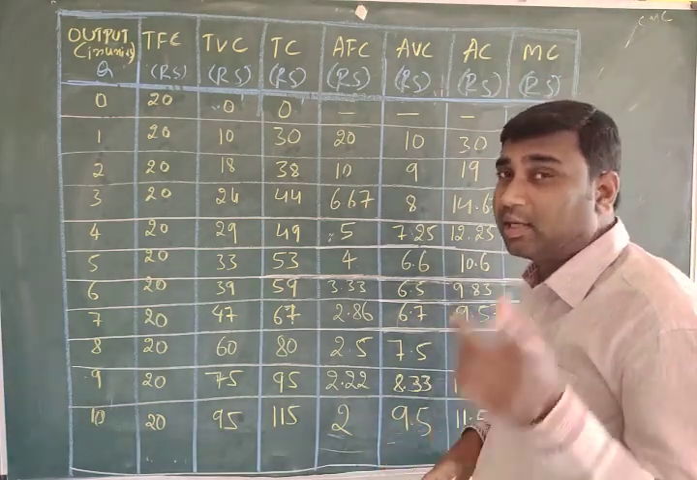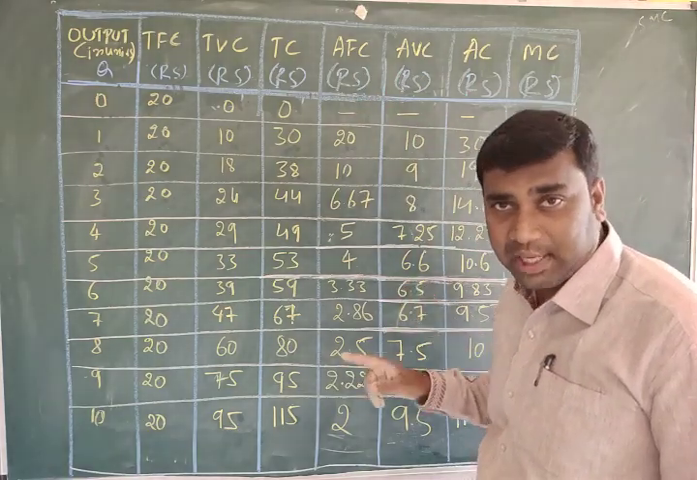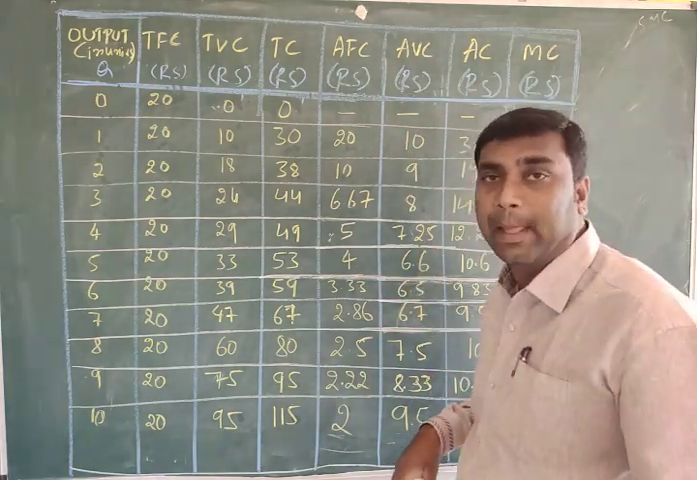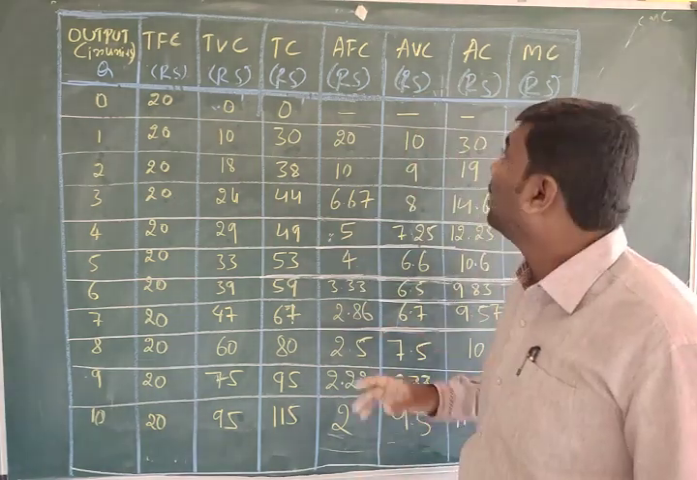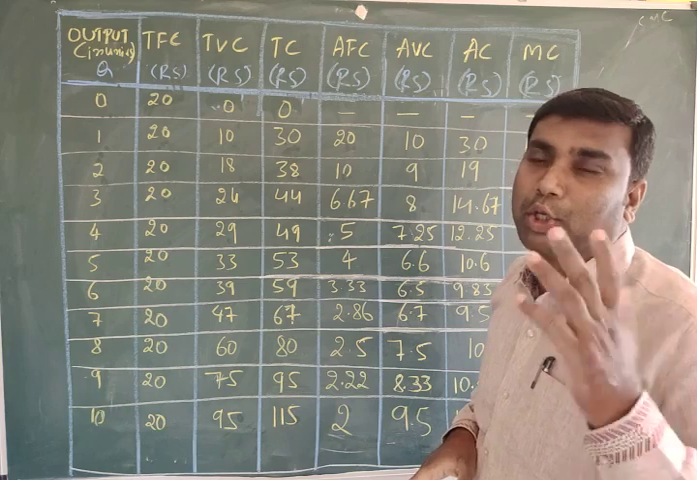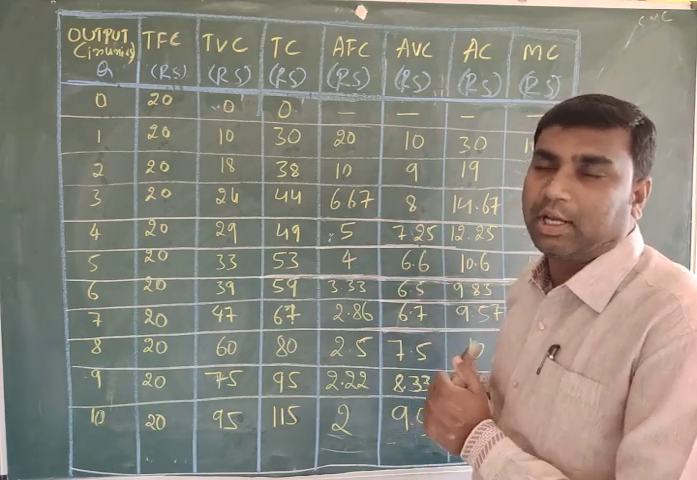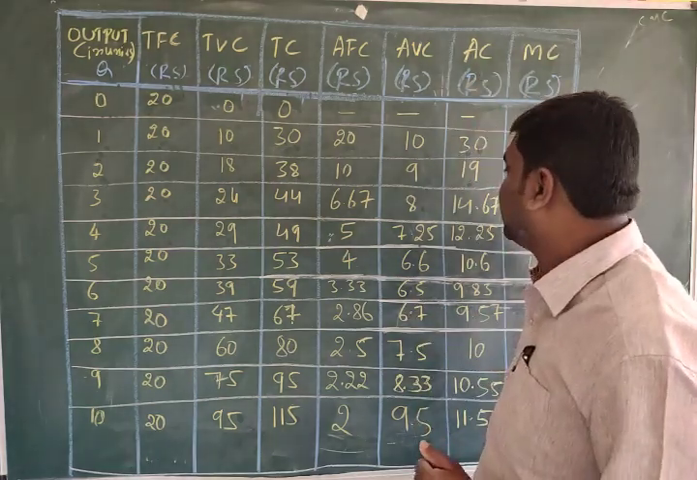To get AC, there are two formulas. One is AFC plus AVC. If you do the work, definitely you will get the answer. Another formula, AC equals TC divided by Q. Q means quantity, output, number of units produced. So this is the AC.